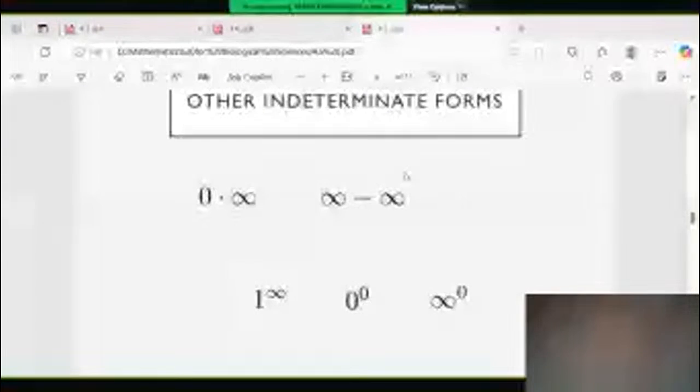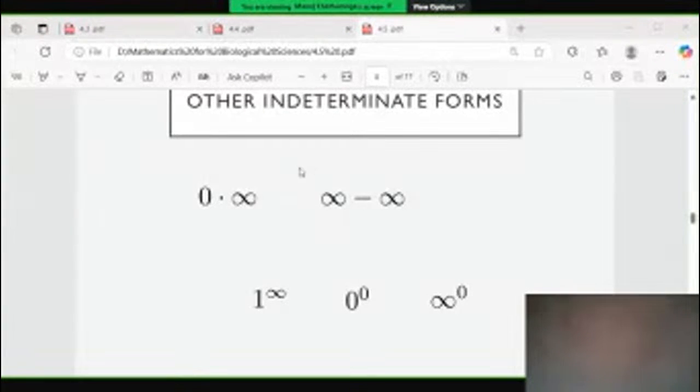So if you have something like this, you can still apply L'Hopital's rule. What you do is convert these indeterminate forms to 0 divided by 0 or infinity divided by infinity form. Always you need to convert these types of indeterminate forms to 0 divided by 0 or infinity divided by infinity form.